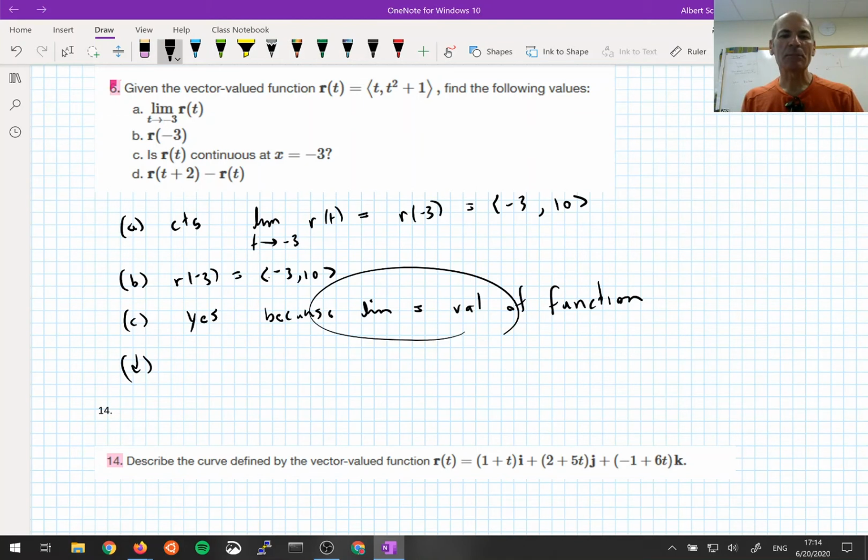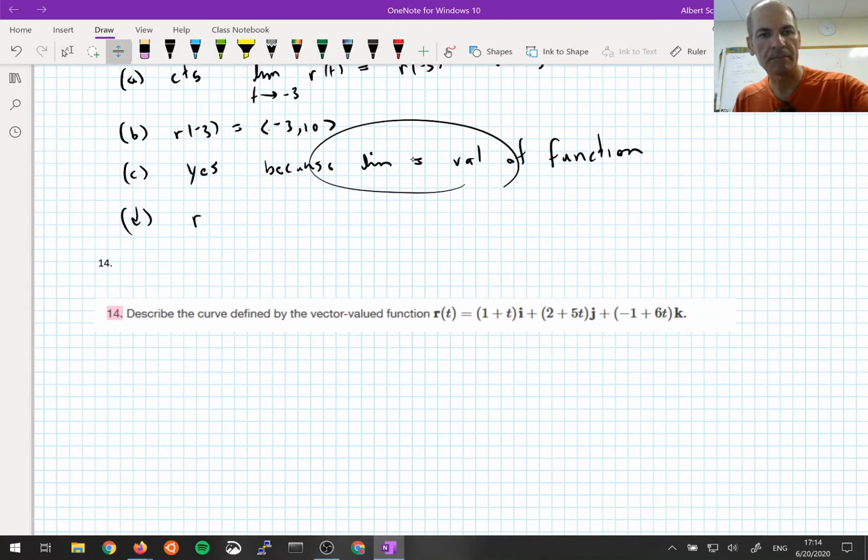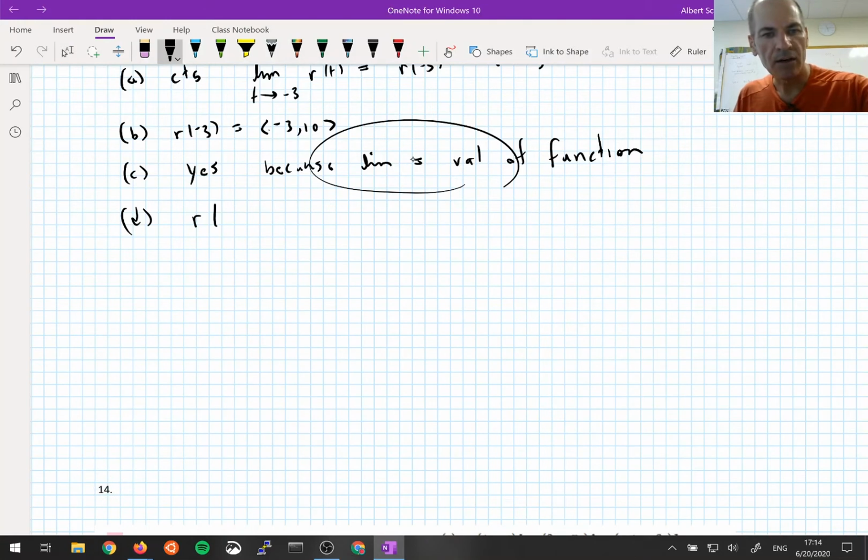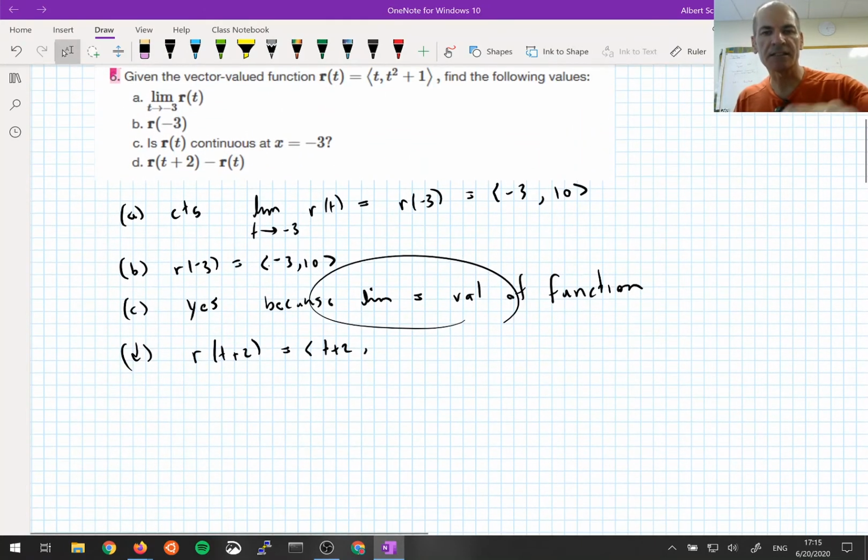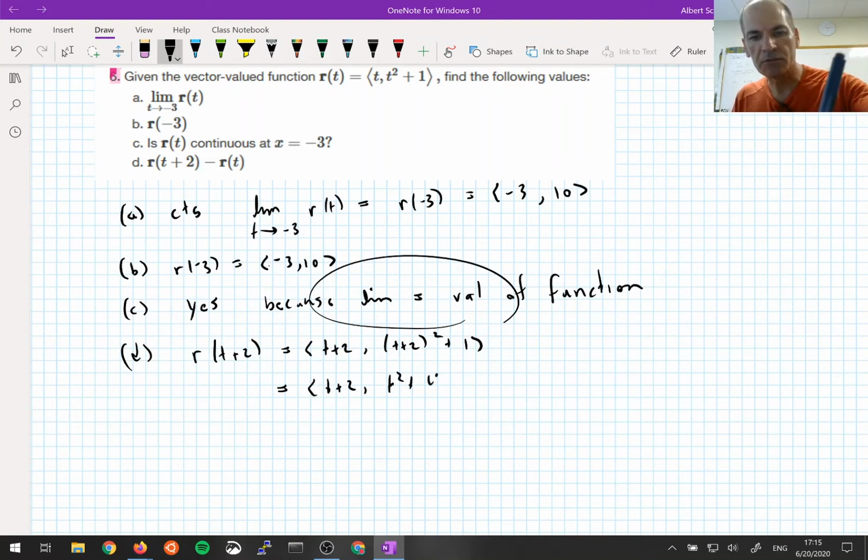And what about r of t plus 2 minus r of t? Well, let's plug in r of t plus 2. I better get myself some more space here. R of t plus 2. Everywhere I see a t, I'm going to replace it with t plus 2. And in the second slot, that's a little complicated because it's t squared plus 1. So I take t plus 2, quantity squared plus 1, might be a good idea to expand that out. T plus 2 squared is t squared plus 4t plus 4, plus another 1, that's 5. Great, that's r of t plus 2.